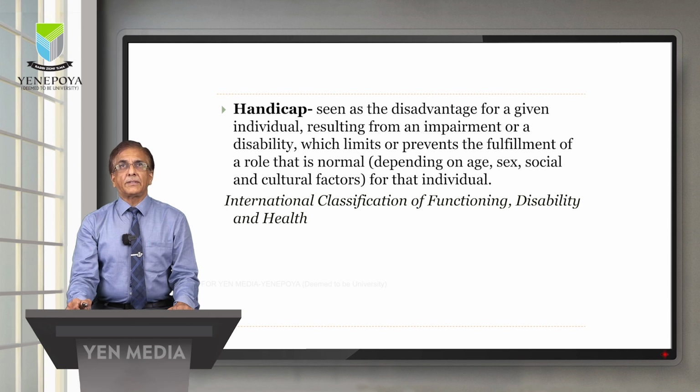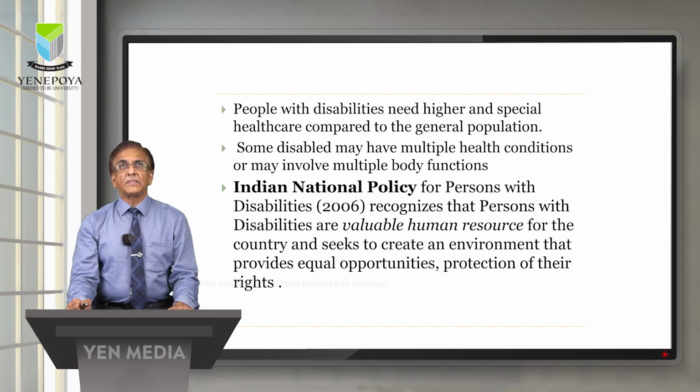Handicap is seen in disadvantages for a given individual resulting from an impairment or a disability which limits or prevents the fulfillment of a role that is normal, depending on the age, sex, social and cultural factors for that individual. People with disabilities need higher and special health care compared to the general population. Some disabilities may have multiple health conditions or may involve multiple body functions.